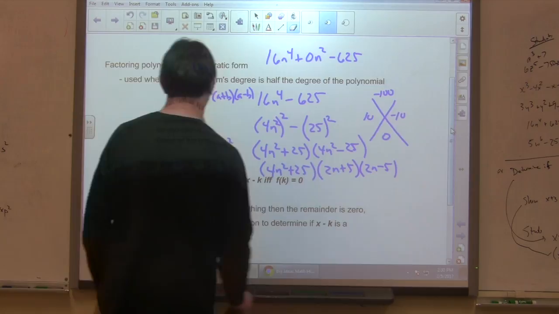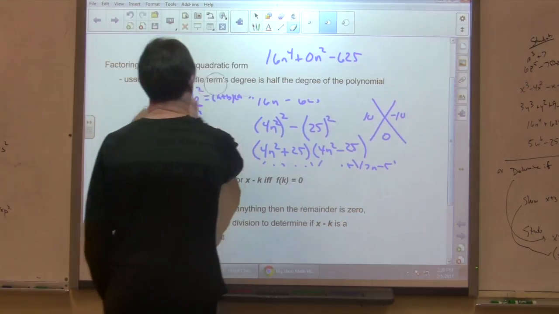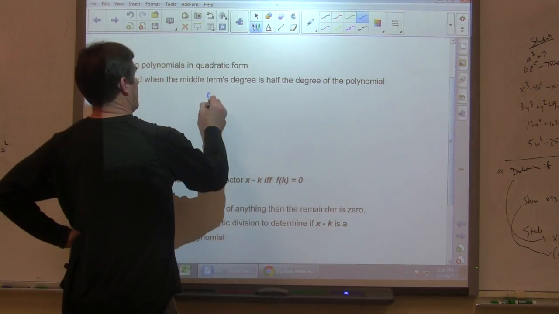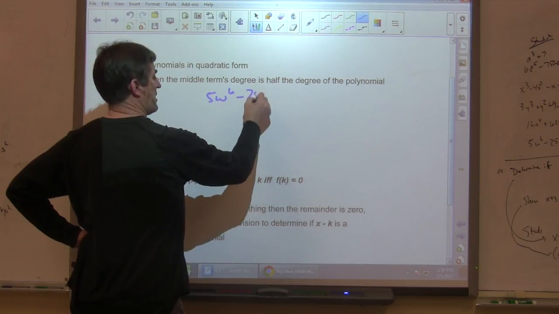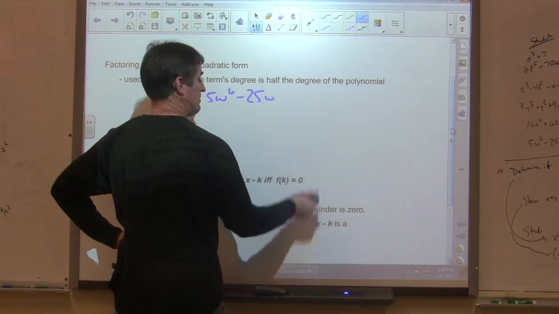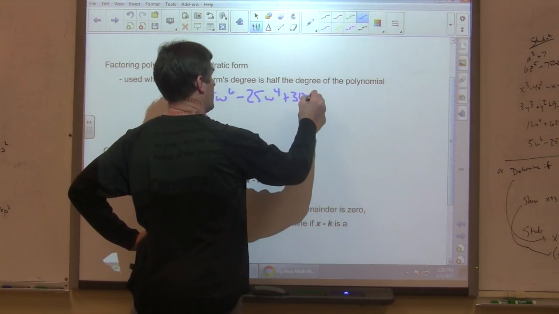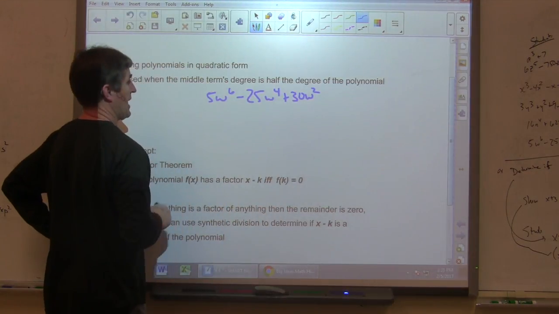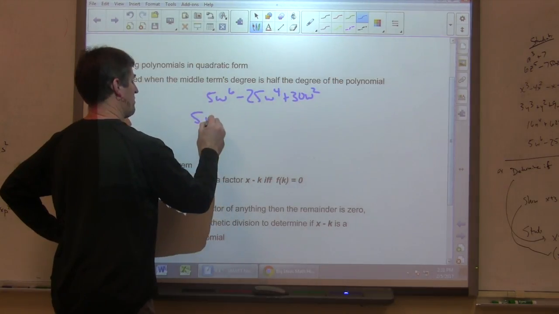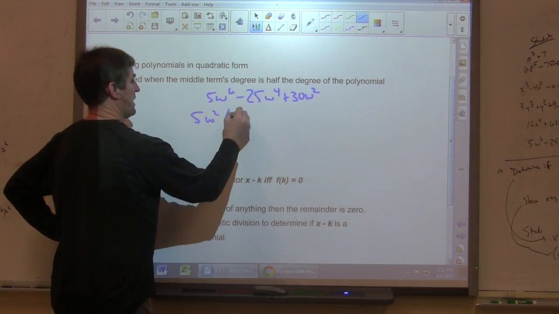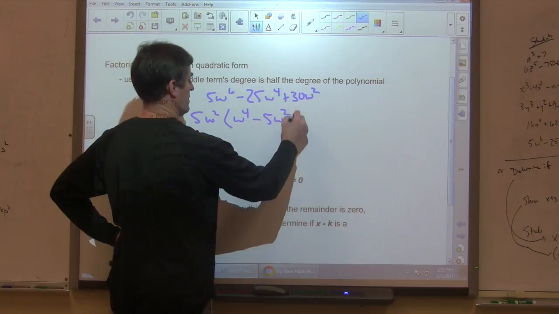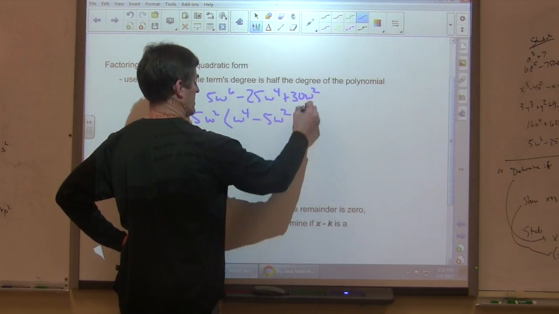So let's do one last one for factoring. Let's take 5w to the 6th minus 25w to the 4th plus 30w squared. So in this case, check for greatest common factor. I can pull a 5 out, and there's 6, 4, and 2, so I can pull w squared out. So I get w to the 4th minus 5w squared plus 6.